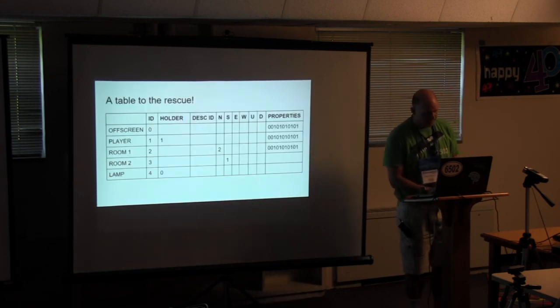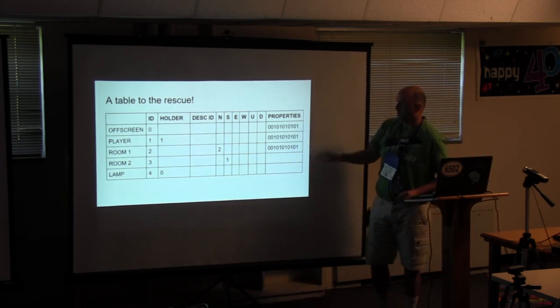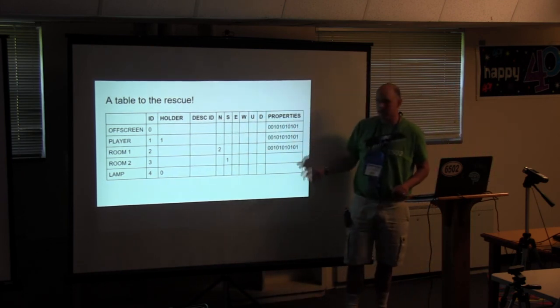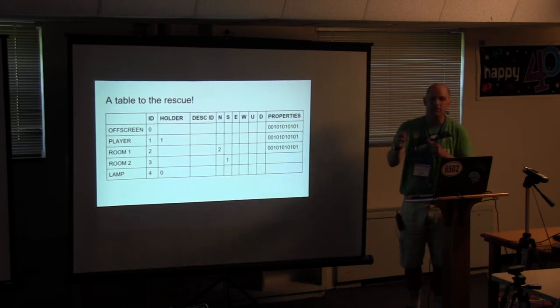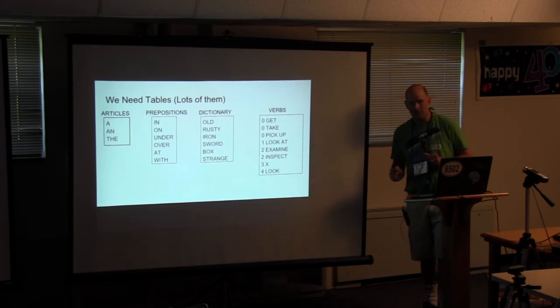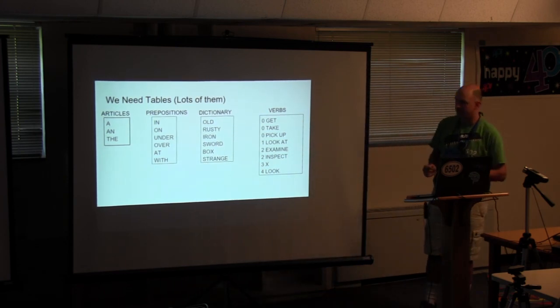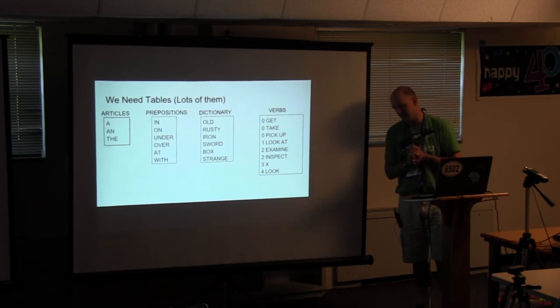But again, that is all very easily represented as a table, where every room or every object has an entry in the table, and you've got your attributes and your bit flags that describe how you can interact with that object. Okay, I keep talking about tables. You need lots and lots of tables. But unfortunately, thank God, tables are actually pretty easy to process.